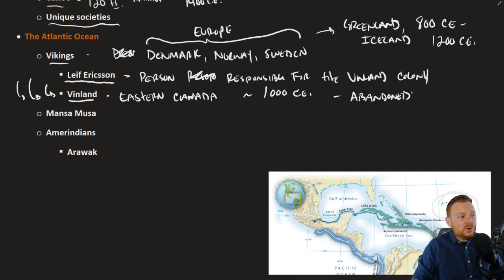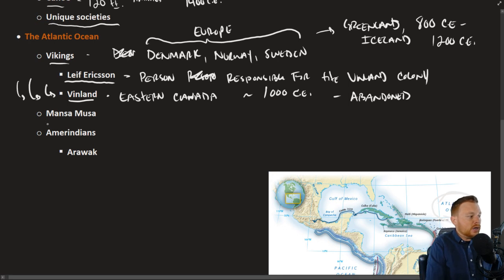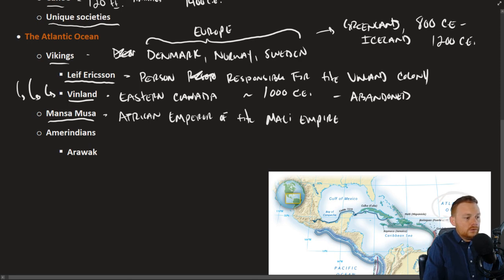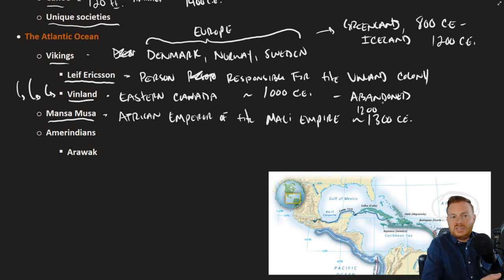There are also other potential Atlantic Ocean overseas explorations. Mansa Musa was an African emperor of the Mali Empire, which is approximately 1300 CE, maybe around 1200 to 1300. There is evidence that the Mali Empire sent out voyages into the Atlantic Ocean, although it's inconclusive as to whether or not they actually reached the New World.